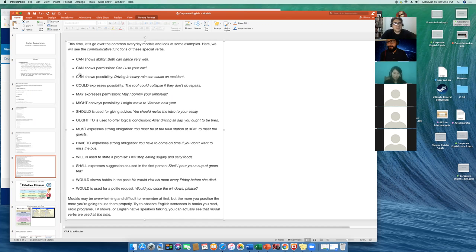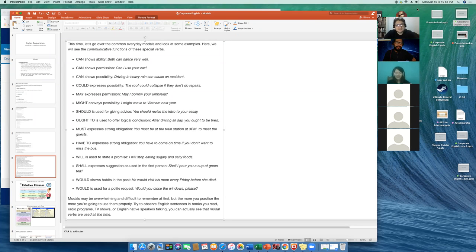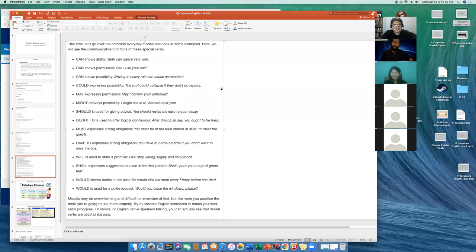The teacher can dance really well, right? How do you know that? Well, because we're close, we're really close, right? And we go to parties a lot and you guys see me dancing all the time. So you guys are saying, oh my God, he can really dance. Then there is the way of possibility. Driving in heavy rain can cause an accident. And so these are the three examples for can.